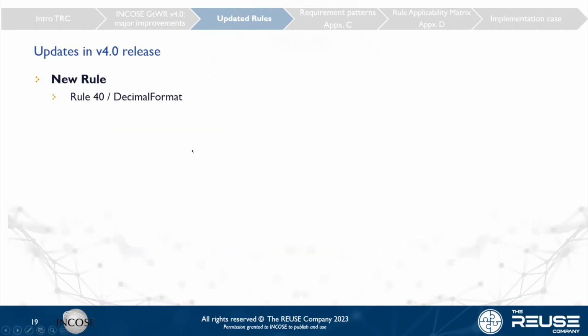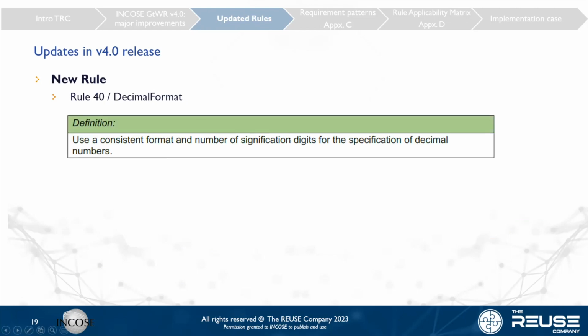And finally, this new rule about decimal format is the new rule that has been added in this version. So this is a completely new content. It deals with the consistent format and symbols for decimals and also for the thousands.